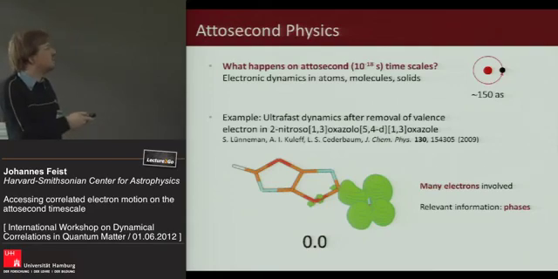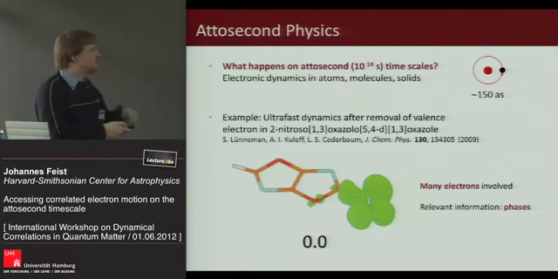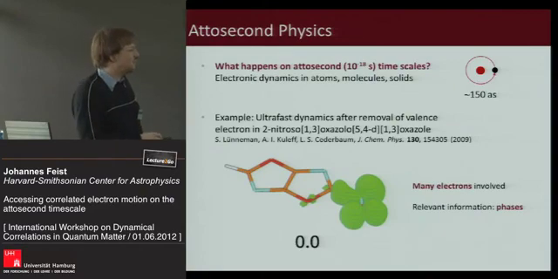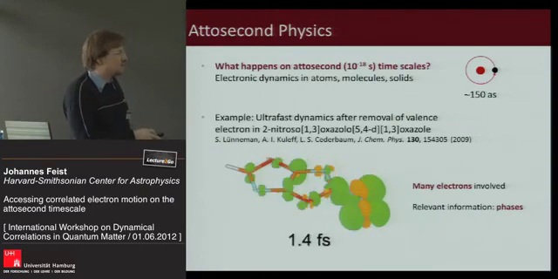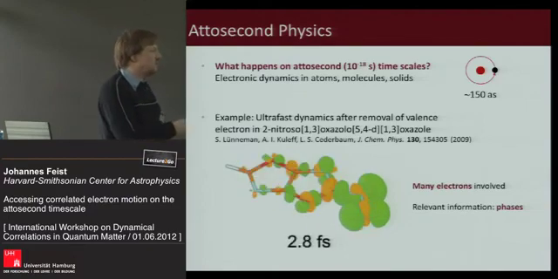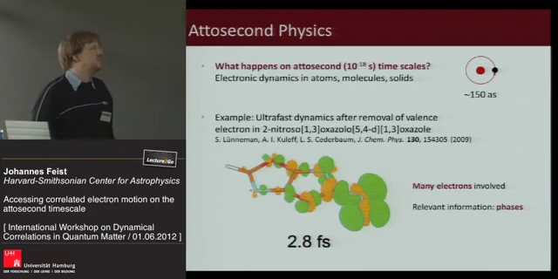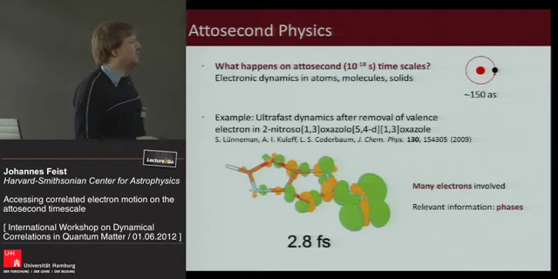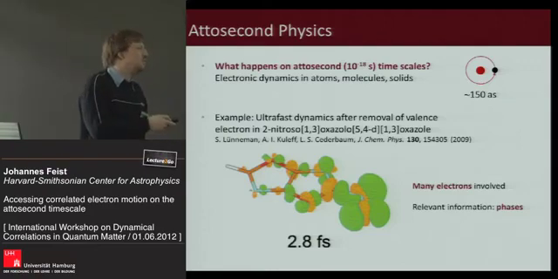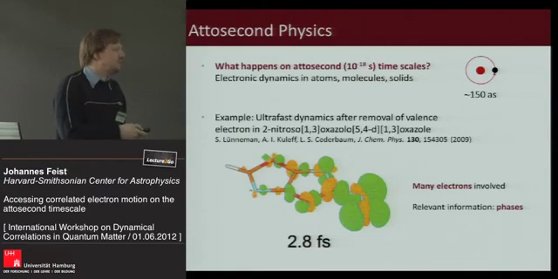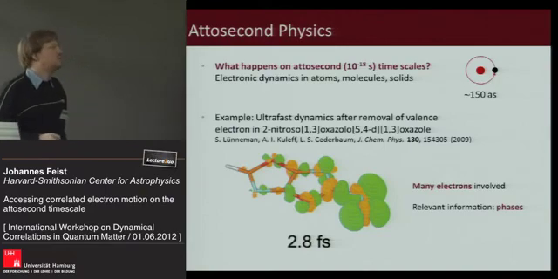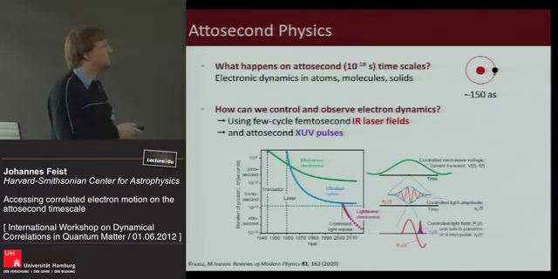A somewhat more complicated example is from the group of Lorenz Cederbaum, and I'm going to show you a short movie of the dynamics of electron charge redistribution inside this very complicated molecule that I'm not going to try to pronounce. If I start this movie now, you see that within sub-femtosecond timescales, you really see a redistribution of the electron charge inside the molecule. These are the kinds of dynamics that you might want to access or even control directly. In all of these cases, many electrons are involved, and the relevant information of the dynamics is encoded in the phases.